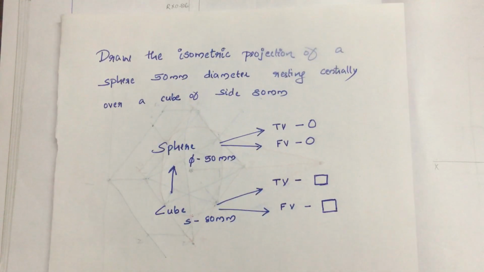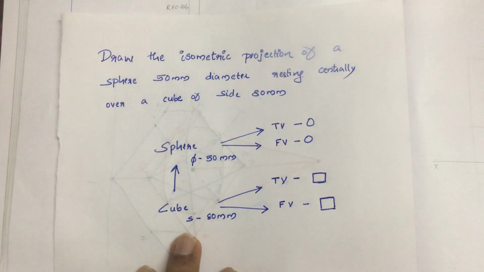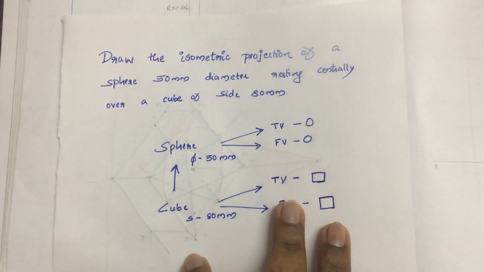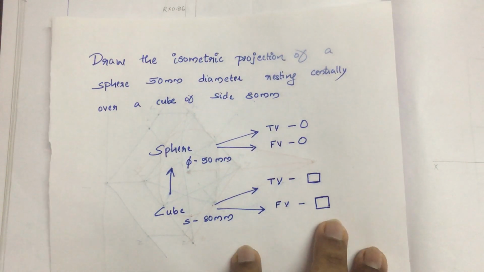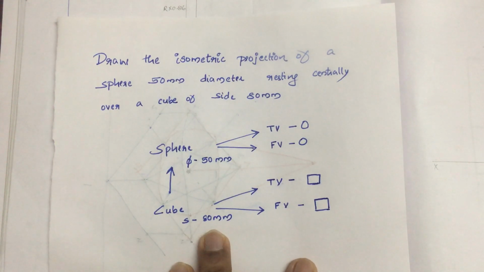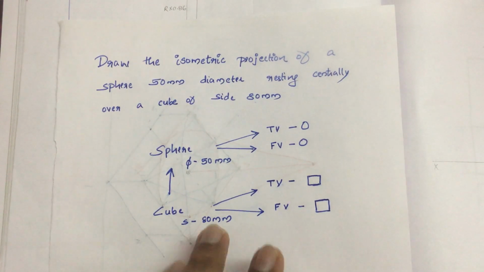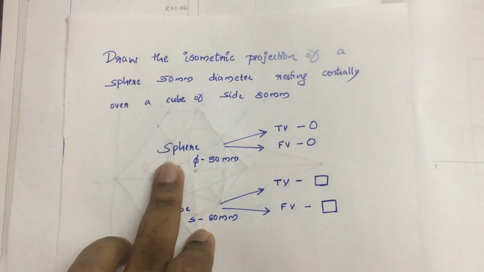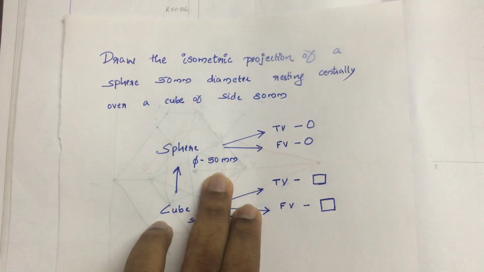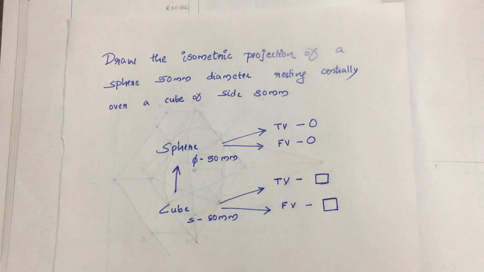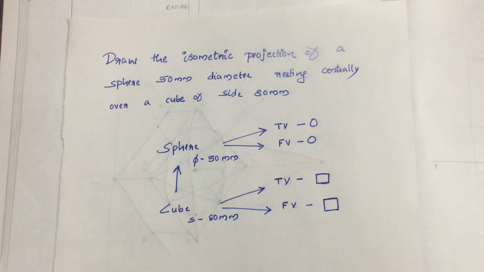Now we can see a question. In this question we are asked to draw the isometric projection of a sphere which is centrally placed over a cube. The cube is placed on the base, the top view of the cube is a square, and the front view will also be a square, as the side is stated as 80 mm. On the top of the cube we are placing a sphere, and the diameter of the sphere is 50 mm. The top view as well as the front view of the sphere will both be circles. The methodology was explained before.